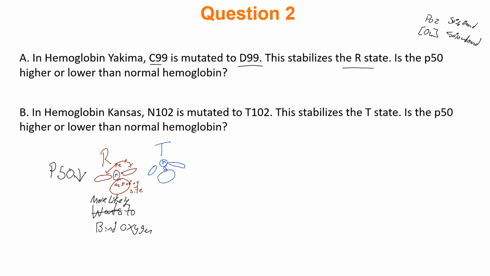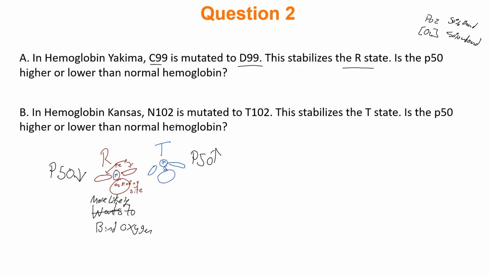While in Kansas, you're in the T state always. You can never go in the R state. This means it is very hard to bind oxygen. That iron is never going to come to the oxygen binding site in all your subunits. It's always going to stick in the T state. So you need more oxygen to be bound 50% of the time for your hemoglobin.